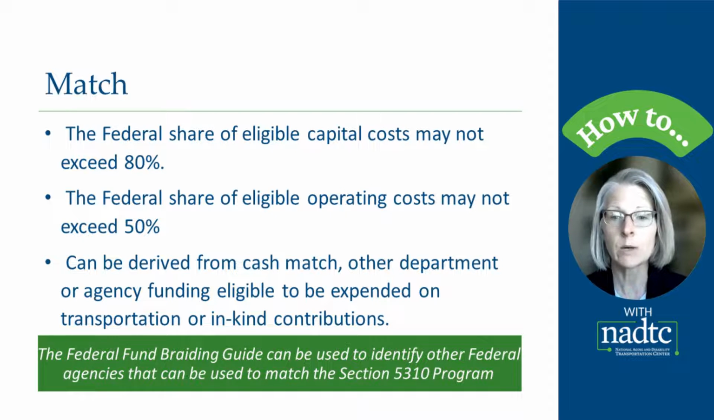The Coordinating Council on Access and Mobility, or CCAM, created a federal fund grading guide that identifies federal programs that may be used for match funding for human services transportation for older adults, people with disabilities, and individuals of low income for 61 programs across CCAM agencies.